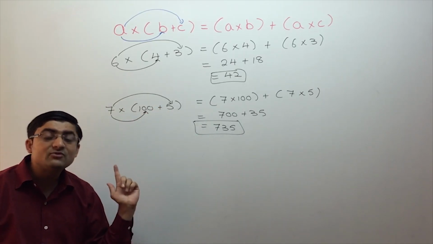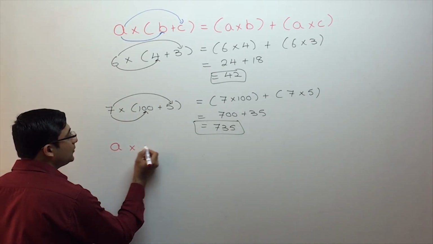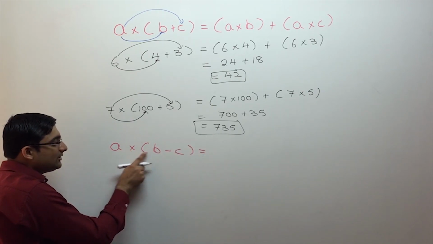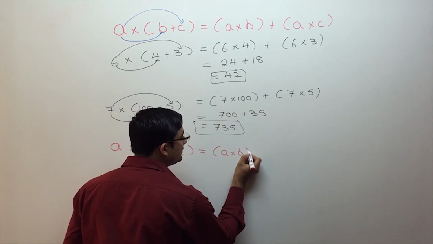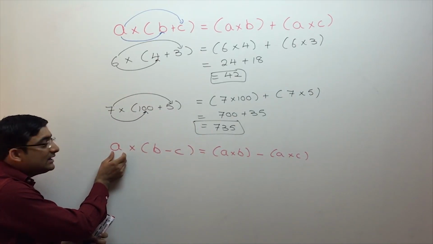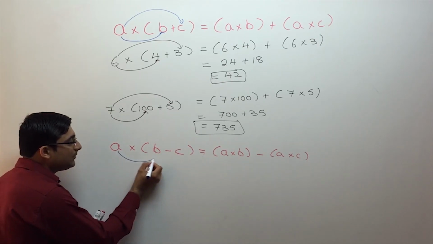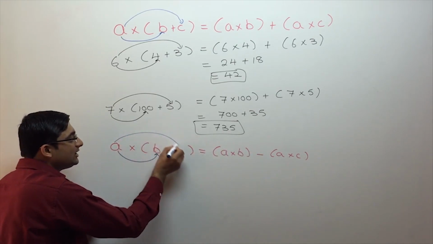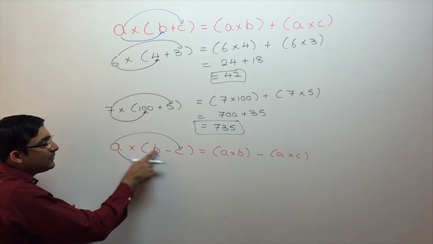Similarly, we have distributive property of multiplication over subtraction. What is that? See, a into (b minus c) is equal to, same principle, a multiplied by b minus a multiplied by c. So a into b minus a into c, right? That is, whatever is outside of the bracket, it has to be multiplied with each term inside the bracket. So we have a multiplied by b, because we have a minus sign over here, hence a minus sign, a multiplied by c. So a multiplied by b minus a multiplied by c.